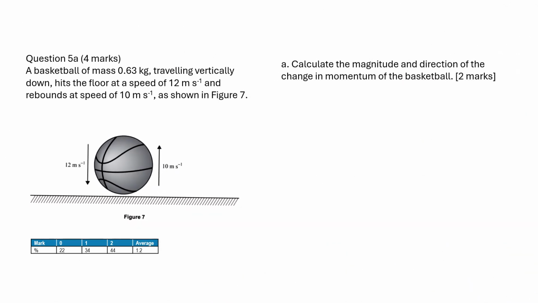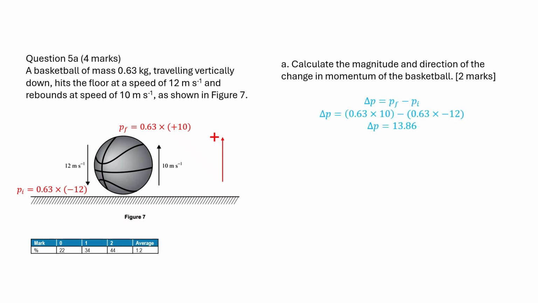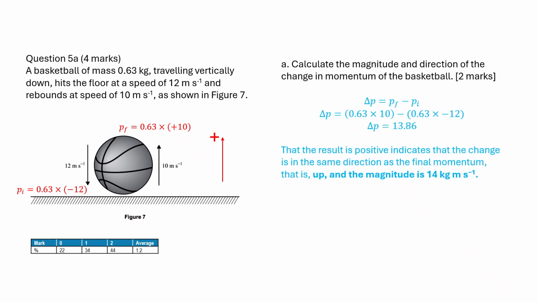After a basketball falls vertically and impacts the floor, it rebounds at speed. By establishing upward as the positive direction, we calculate the change in momentum by subtracting the initial momentum from the final momentum. A positive value for this change indicates an upward direction.